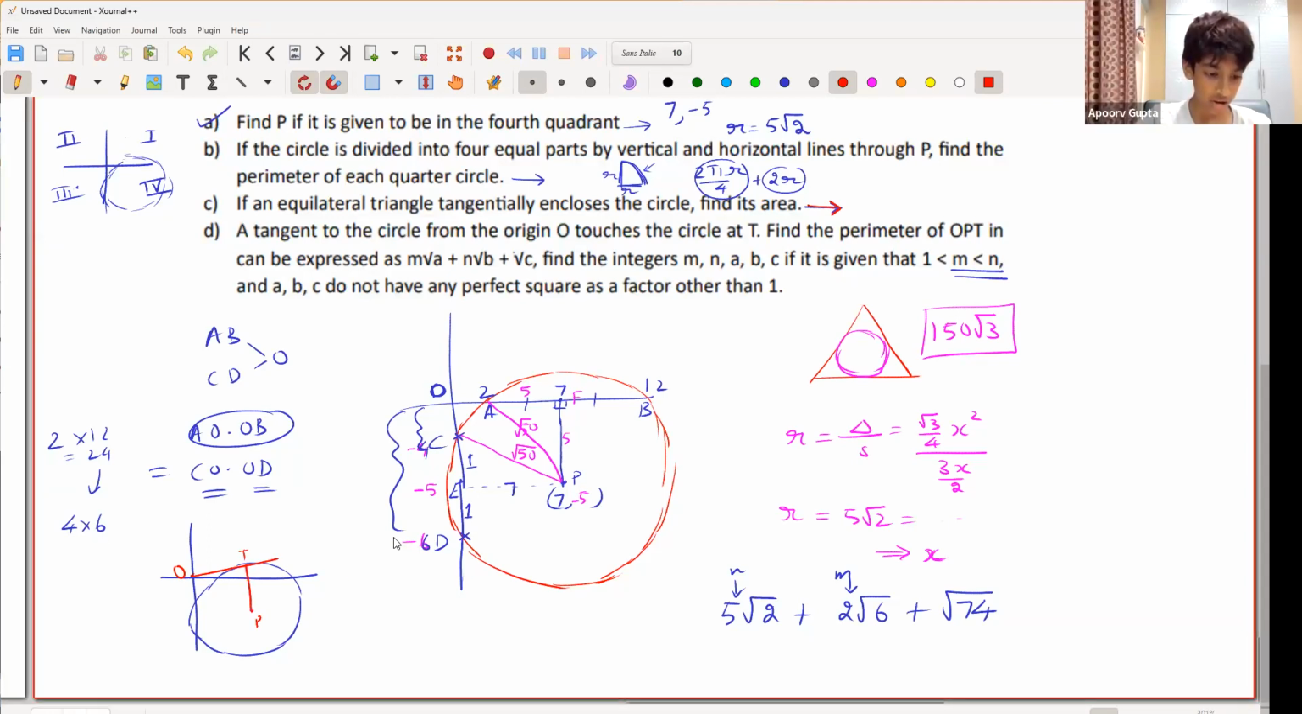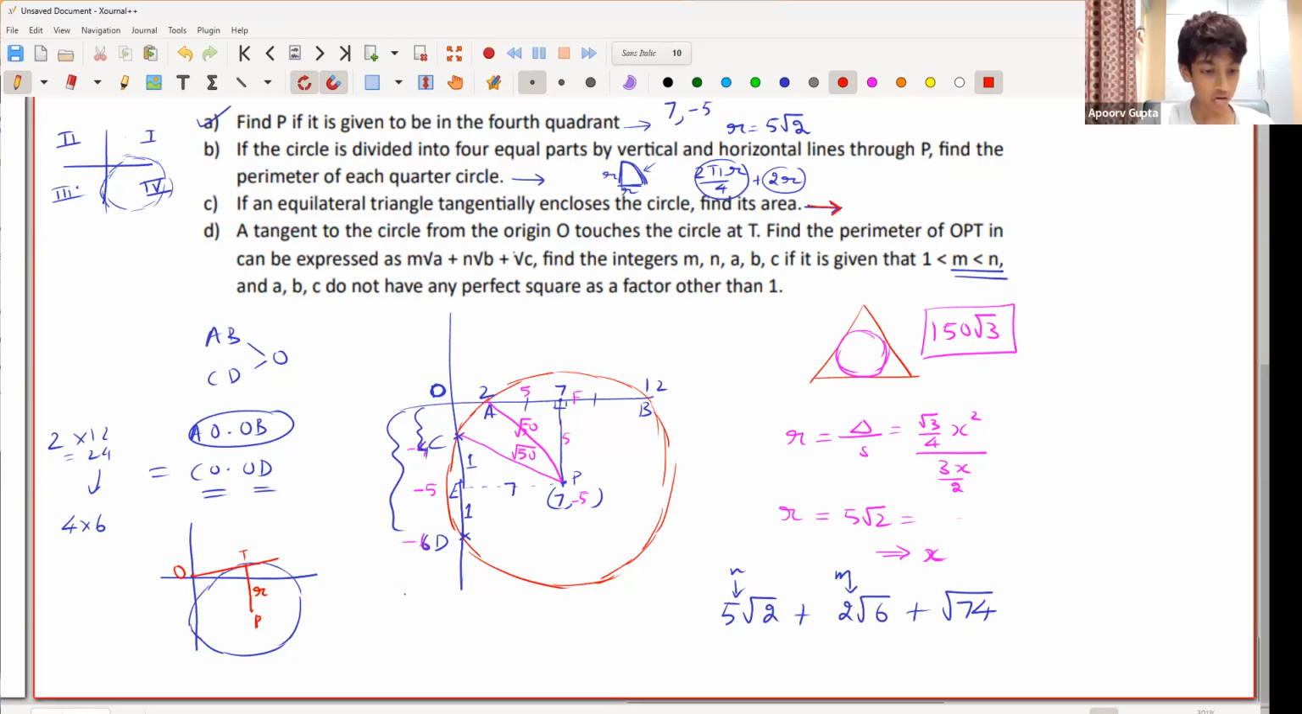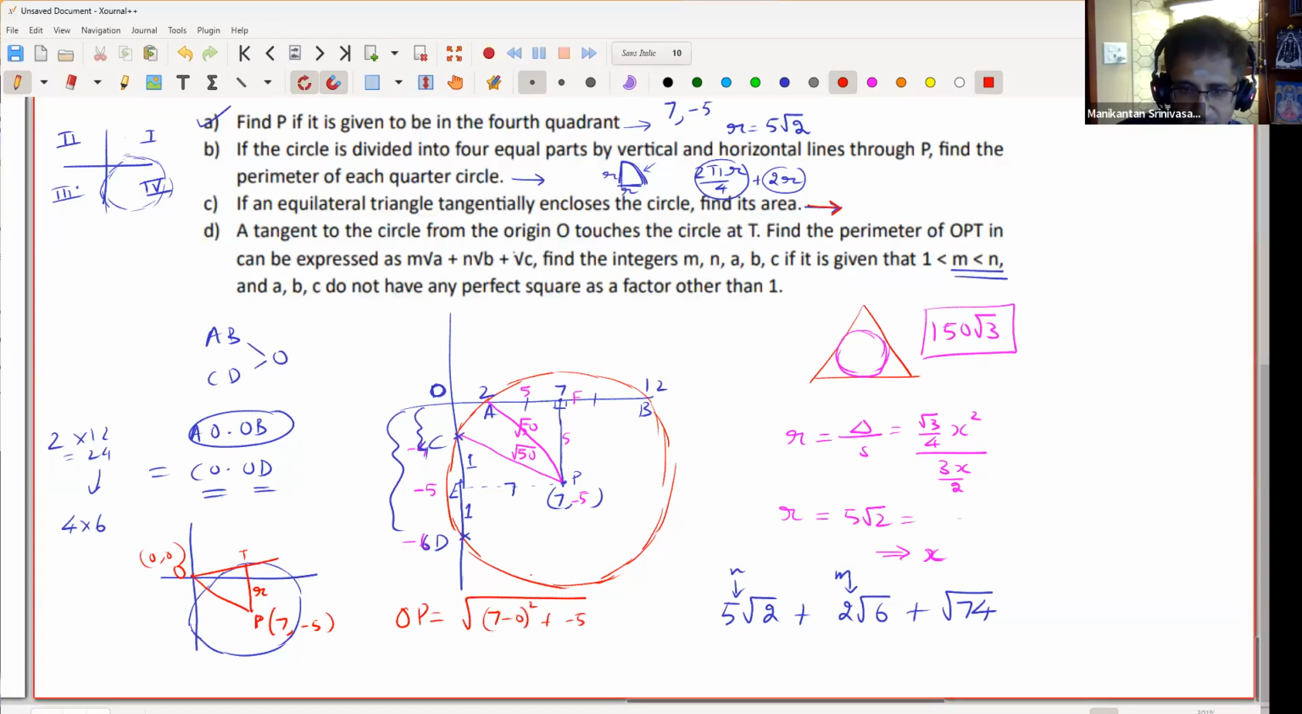So one side just has to be the radius of the circle. PT is the radius of the circle, which we have. Then you can use Pythagoras theorem to find the rest. P is (7, 5) and O is just the origin, (0, 0). Therefore, OP, by distance formula, is the square root of (7 minus 0) squared plus (5 minus 0) squared, which is the square root of 7 squared plus 5 squared, which is root 74. I'm just doing it explicitly so that everyone is aware of the distance formula.